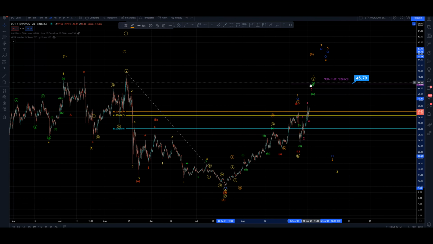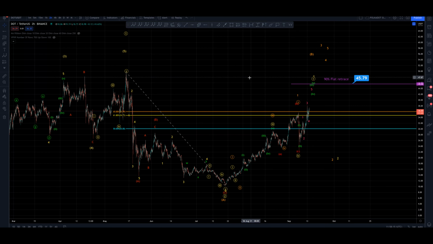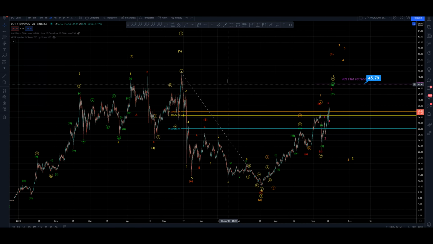So let's see if we complete something up here, perhaps in a wave 1, down into a deeper wave 2, or whether we're coming up to complete a 3, 3, A wave, B wave up here. Okay, so that's how I see DOT in the meantime.